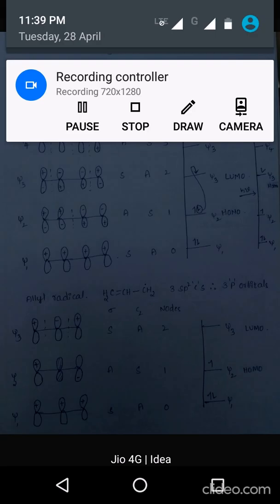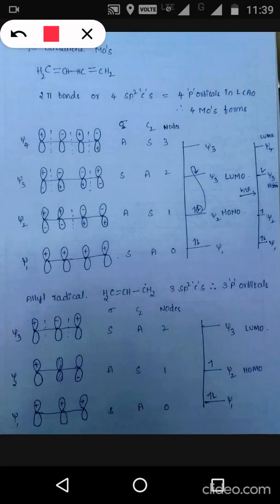On Psi2 and Psi4, plus sign lobes should be on opposite sides. Plus is upward here, plus is downward here. For Psi4 also plus is upward here and plus is downward here. And the remaining p orbitals we have to draw now, satisfying symmetry and number of nodes criteria.